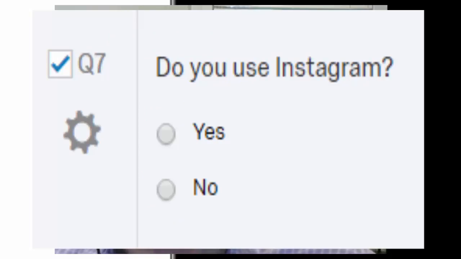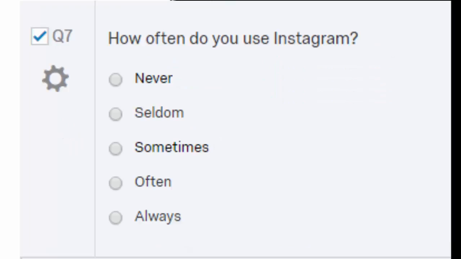Yes-no questions are nominal. Verbal frequency questions are interval level. For example, 1 equals never, 5 equals always, and variables in between. So why does it matter?